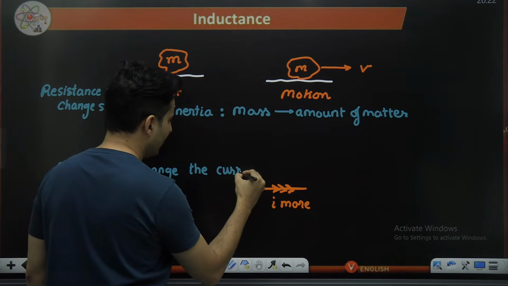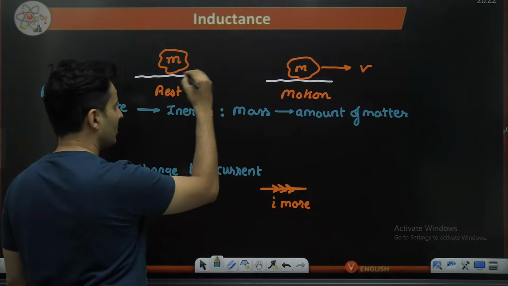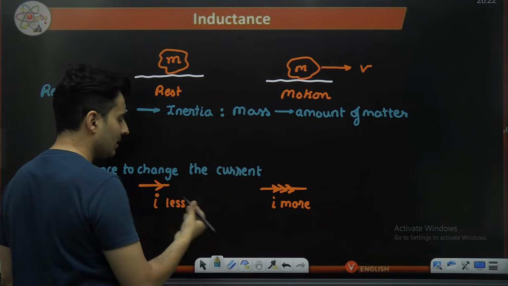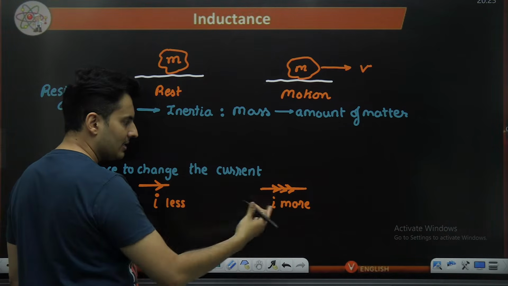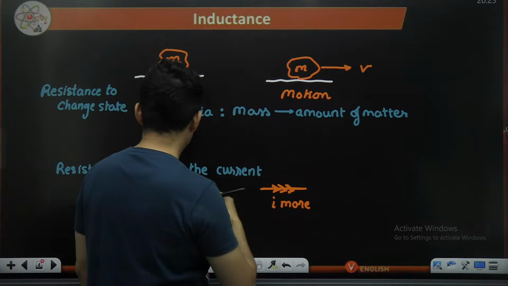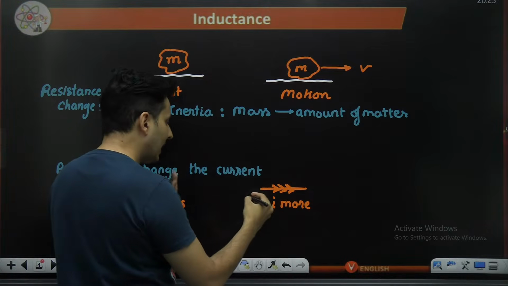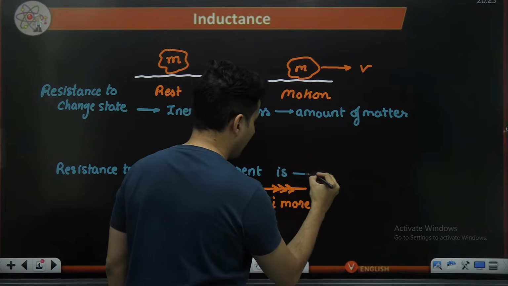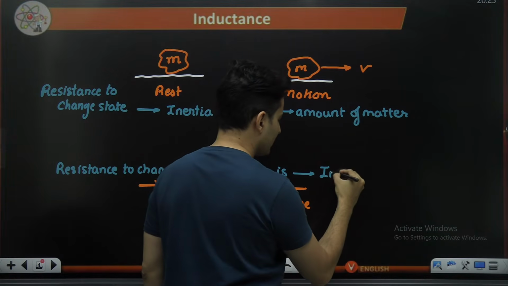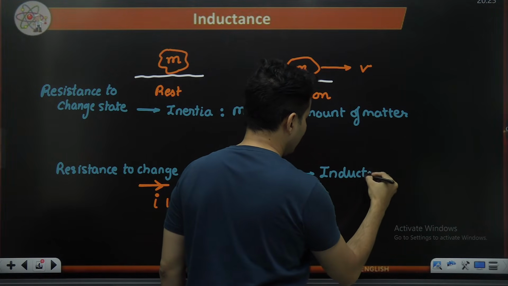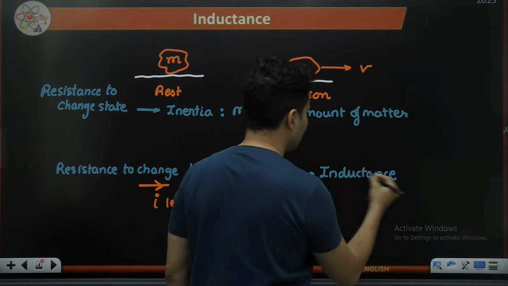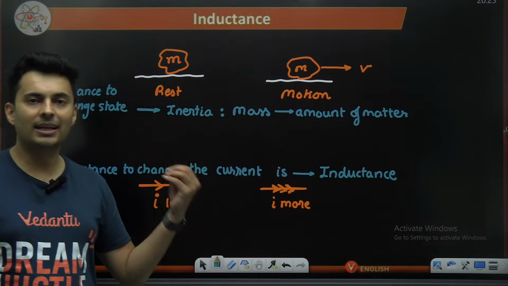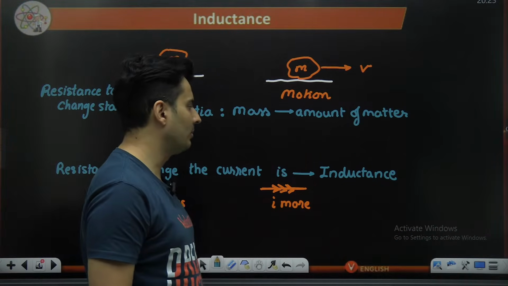Current is like velocity over here. Just like velocity was 0, now it is more. Here velocity is replaced by current. Current has changed, so here velocity had changed. That resistance to change the current is called inductance. This is that property of that electrical circuit. So this is an electrical property.